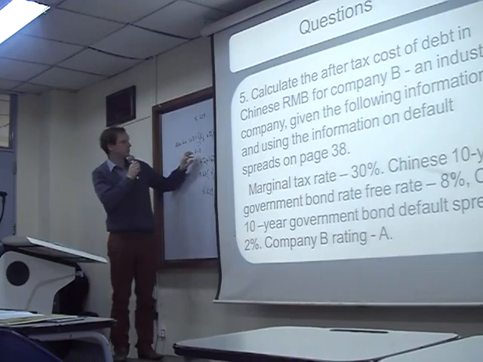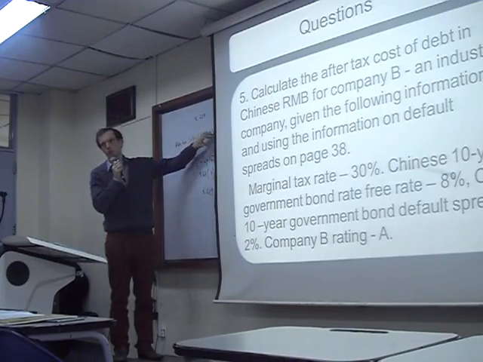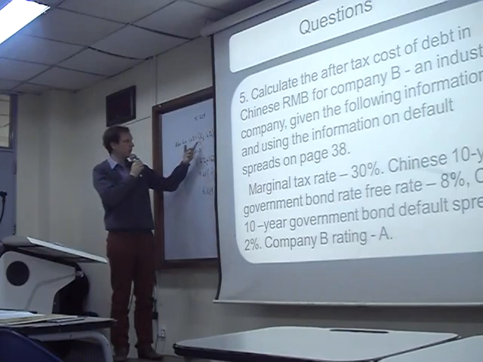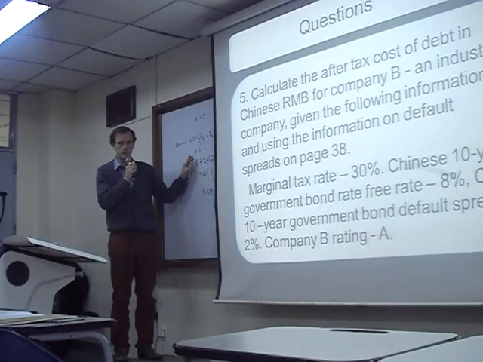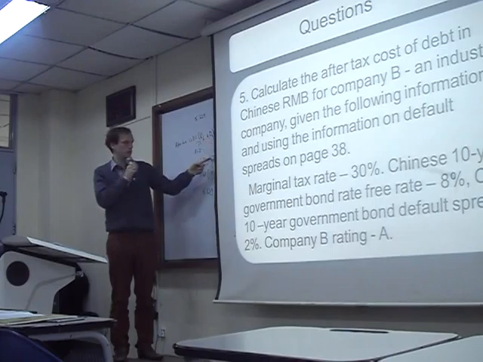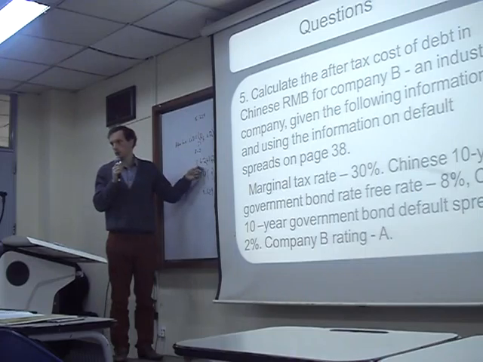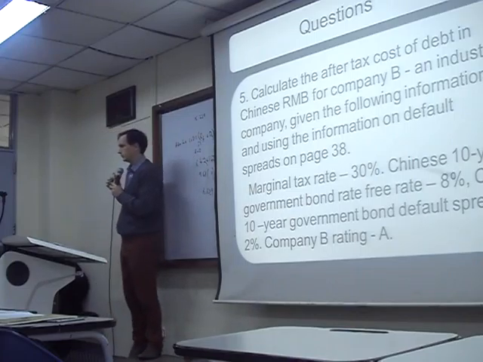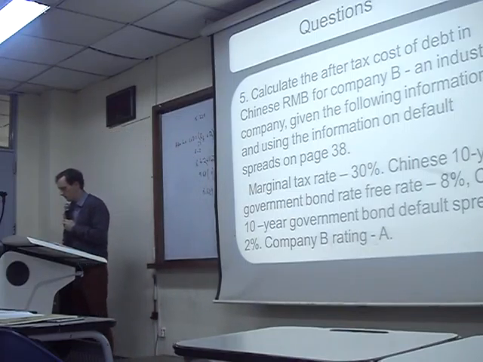So at the start, we could have just done 8 plus 1.47. But to follow the equation, we found the risk-free rate for China, and then we add in the default spread for the company. The default spread for the company includes the default spread for all companies at that rating, and also some risk for the fact the company is in China. Do you have any question about that? The similar one you did for your homework?